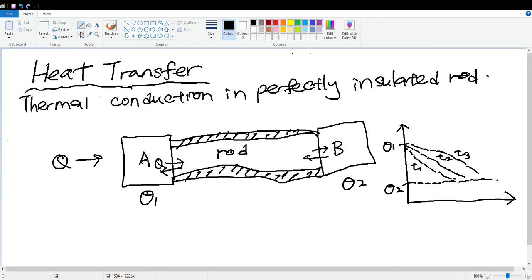So let me just draw it more properly. Let me draw it in a different color. So let's say this is my first second, and this will be my second second, which is T2, and this is my third second.